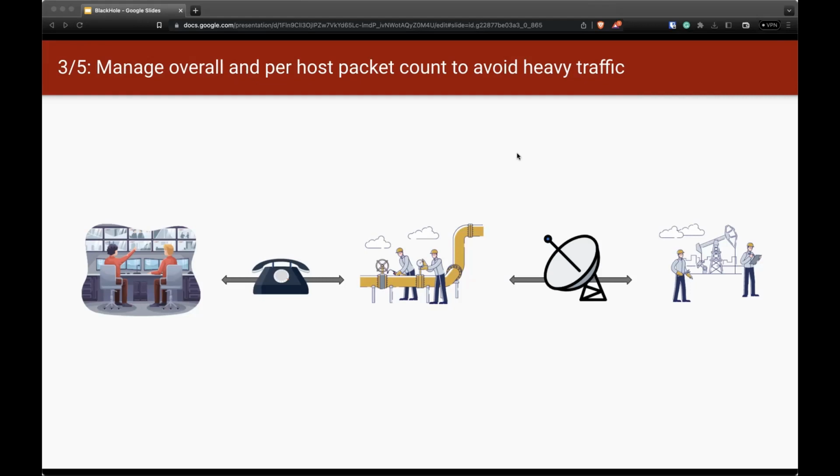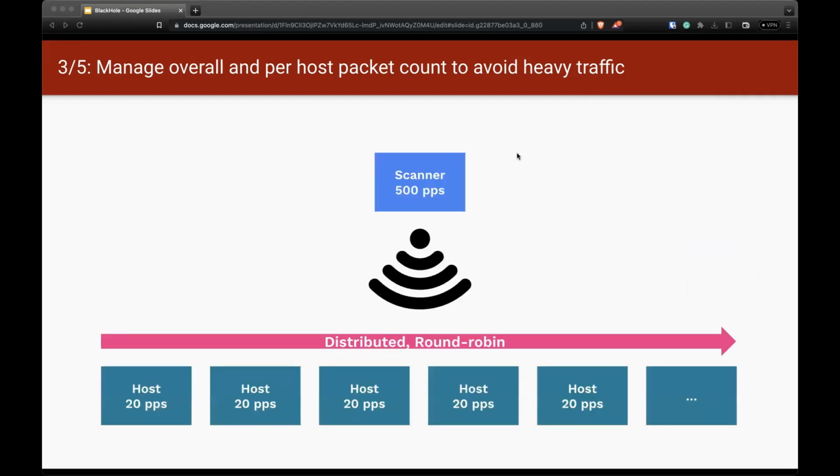This site has to communicate via radio through the pipeline site, piggybacking over the phone line. This is not the type of network that can support lots of scan traffic. The solution here is to make sure that you tune your scanner in at least 2 ways. First, by dialing down the total number of packets per second from your scanner. The second is to spread out the scan traffic across multiple devices. So rather than hitting each device sequentially with a ton of packets, instead you actively scan multiple devices at once, but less traffic to each device at any given time.